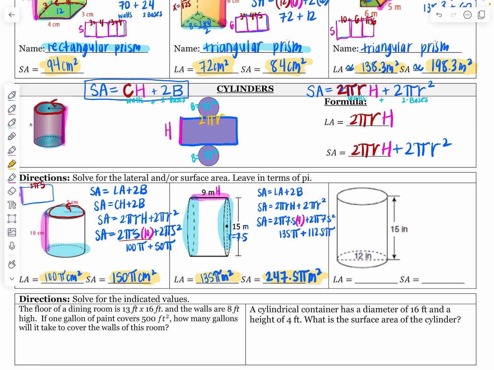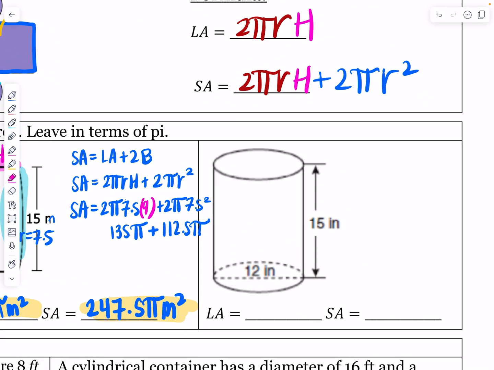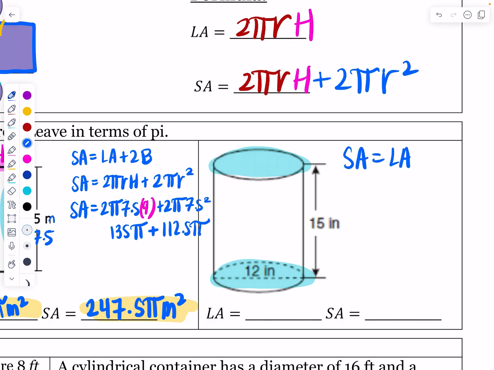All right, we're going to go ahead and do this last one, and we're going to save those word problems to start on Wednesday. Okay, so let's see. So let's go surface area equals, I have my lateral area, which is my walls, plus 2 of my bases. What is my radius? Since my diameter is 12, my radius is going to be 6, because I need my radius. Surface area equals my circumference, 2 pi r h, plus 2 of my bases, which is pi r squared.